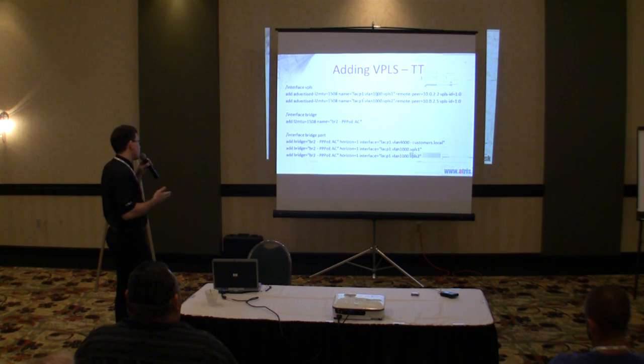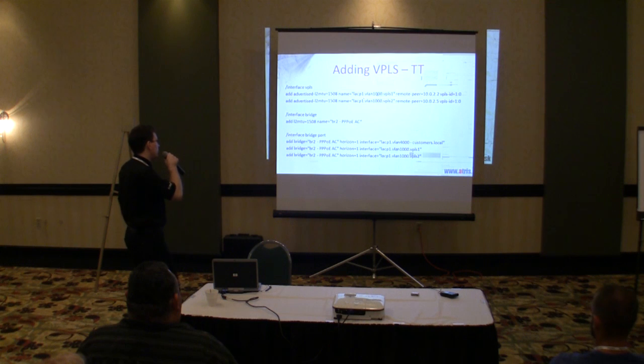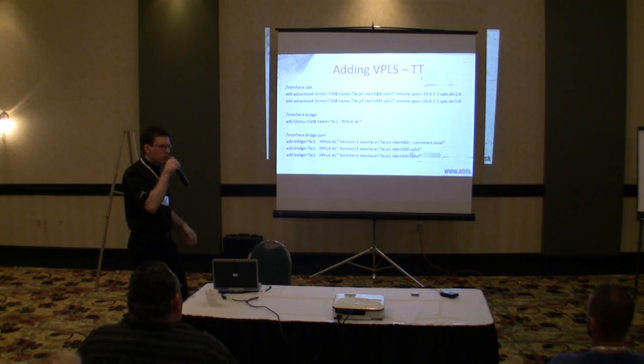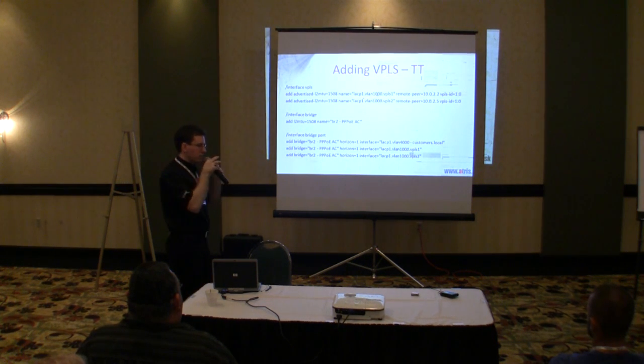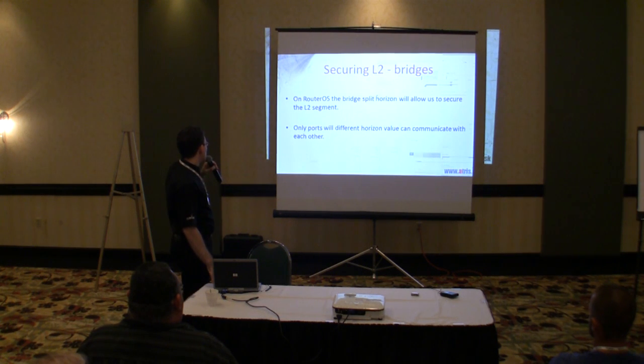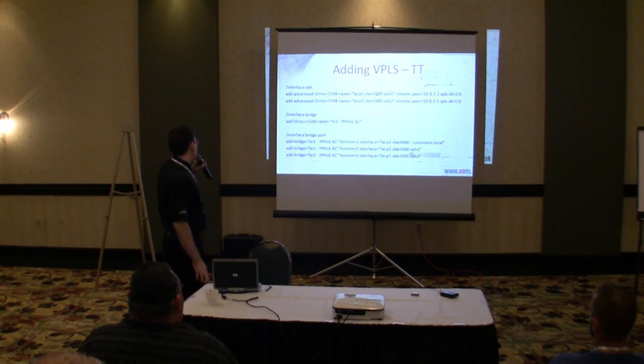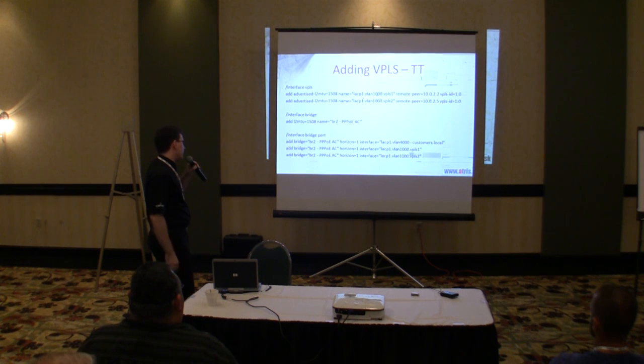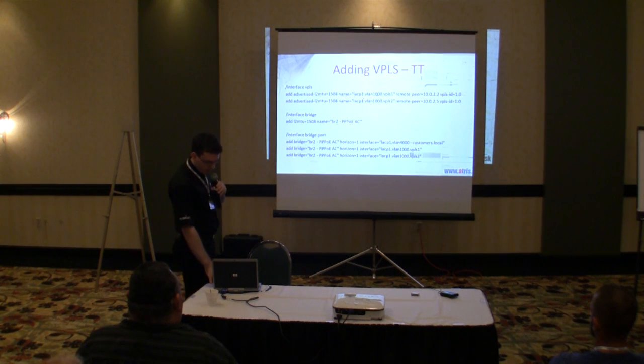Then we would create a bridge. Again, L2 MTU, watch out. And then we would add some ports to the bridge. So like the two VPLS tunnels and then an interface which would be facing towards our PPPoE access concentrators. So now you will notice one thing in here, horizon equals 1. So what is this and why is it there?